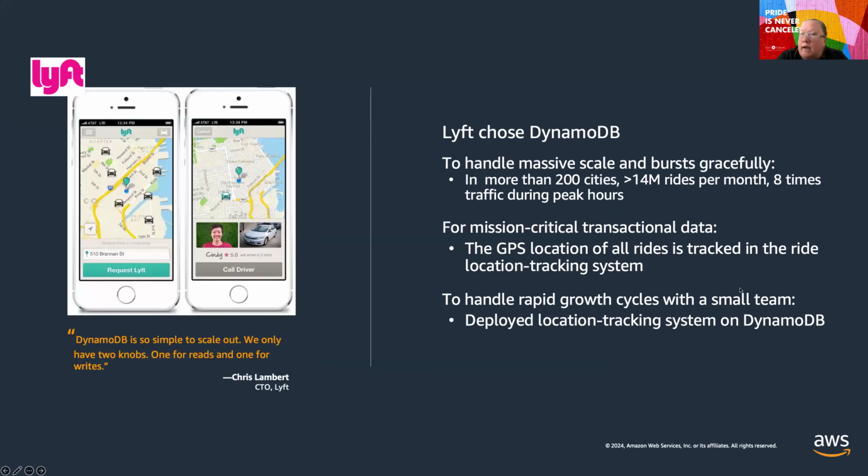So they use a lot of DynamoDB. They do massive scale and they do bursts of peak performance, and they do it quite gracefully. They are in 200 cities. They do like 40 million rides per month, with 8 times traffic during peak hours. So it's quite fluctuating when it comes to the load.